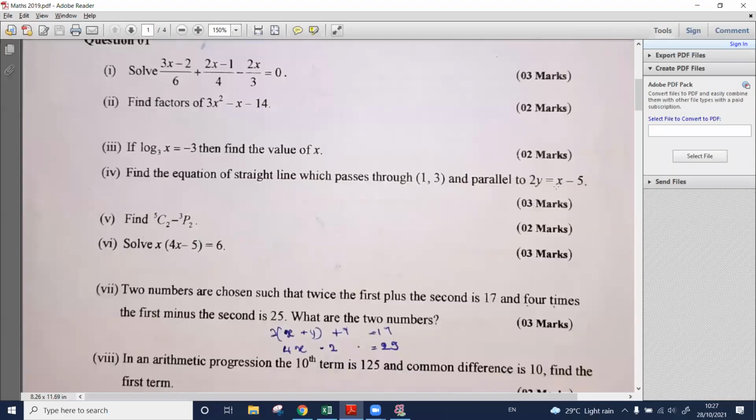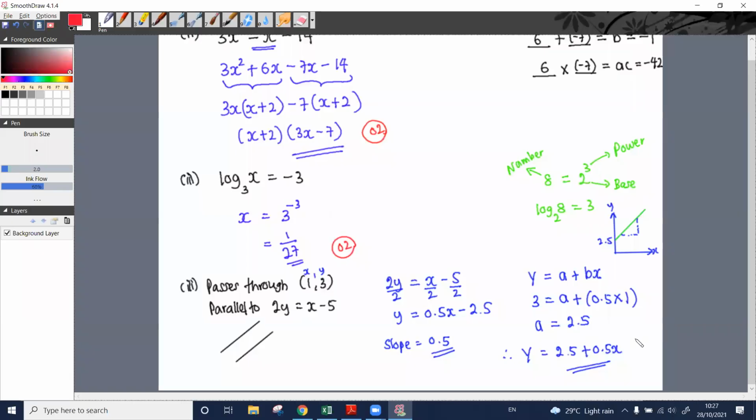That is part 4. If you got this one correct, then 3 marks. This is 4, right?